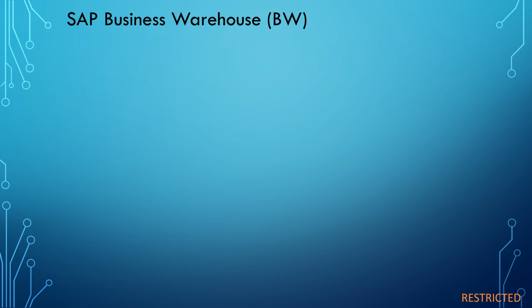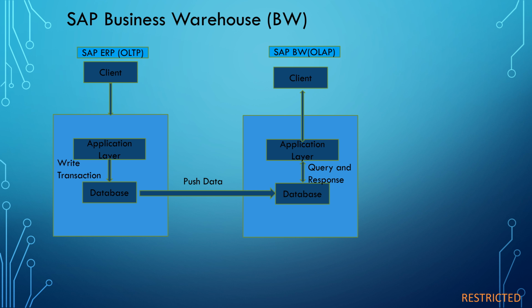SAP Business Warehouse. The BW system will have near real-time data as the data is pushed from the SAP ERP database to the SAP BW database once or twice a day when there are not many transactions or business happening. Basically, we do nightly loads.